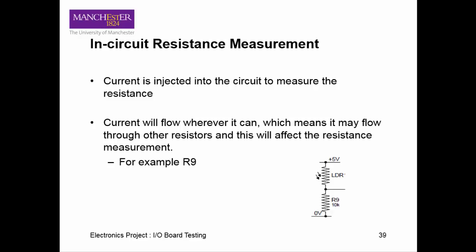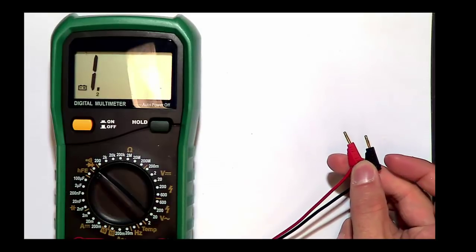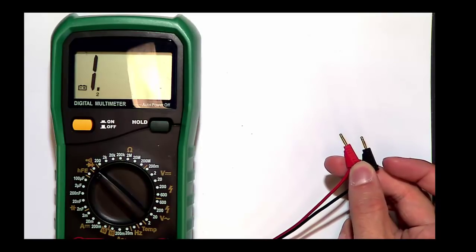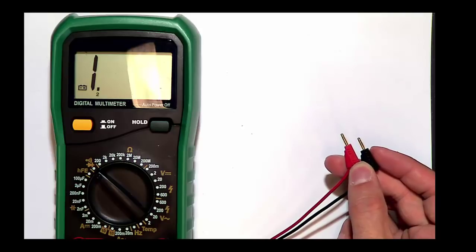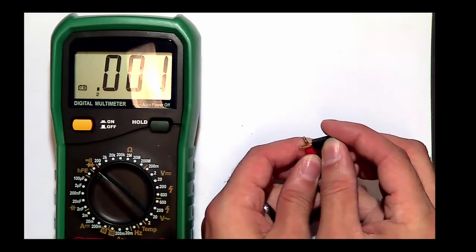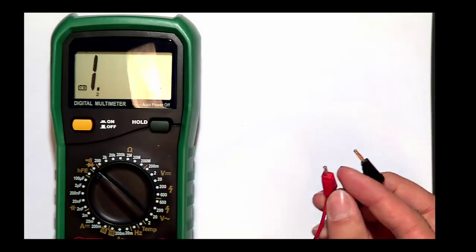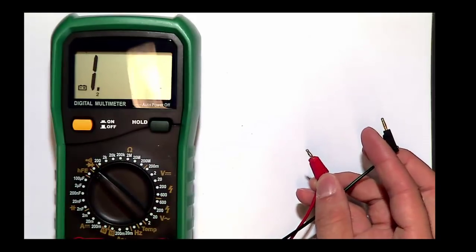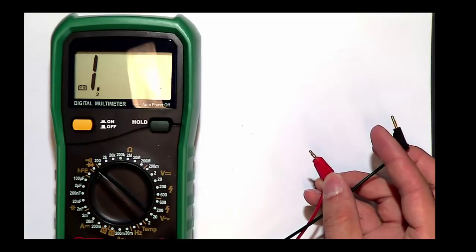Unfortunately, current will flow wherever it can, so it may flow through other resistors, which will affect the final calculated resistance. Continuity test. The continuity test, or beep test, is used to check if 2 points are connected electrically. If there is a connection, the multimeter will make a sound. If there is no connection, there is no sound. This test can be used to identify short circuits or open circuits.